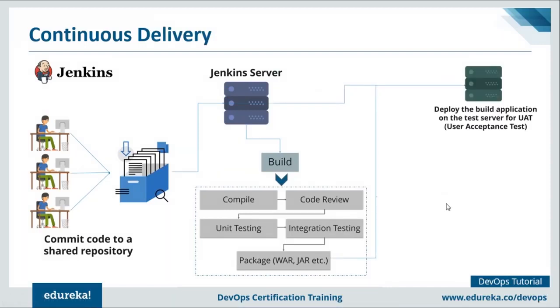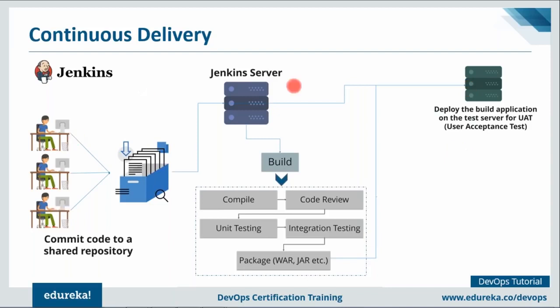So continuous delivery is nothing but taking continuous integration to the next step. So what are we doing in a continuous manner or in an automated fashion? We are taking this built application onto the test server for end user testing or user acceptance test, right? So that is basically continuous delivery. Let us summarize continuous delivery again. The moment any developer makes a change in the source code, Jenkins will pull that code, prepare a build. Once the build is successful, Jenkins will deploy the built application onto the test server for end user testing or user acceptance test. So this is basically what continuous delivery is.